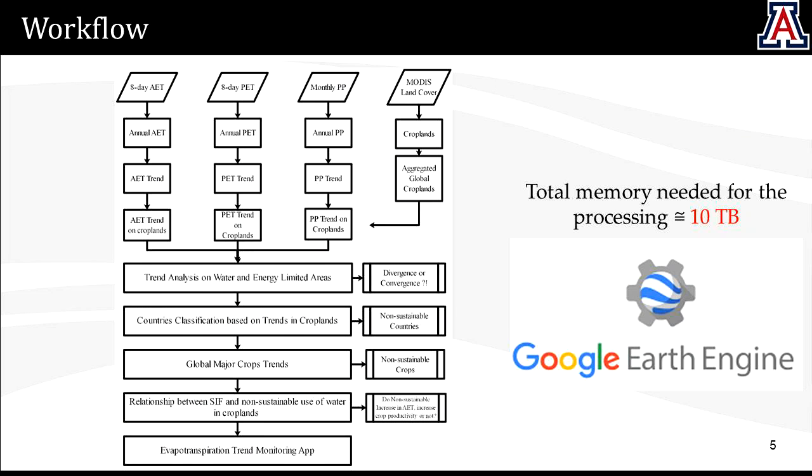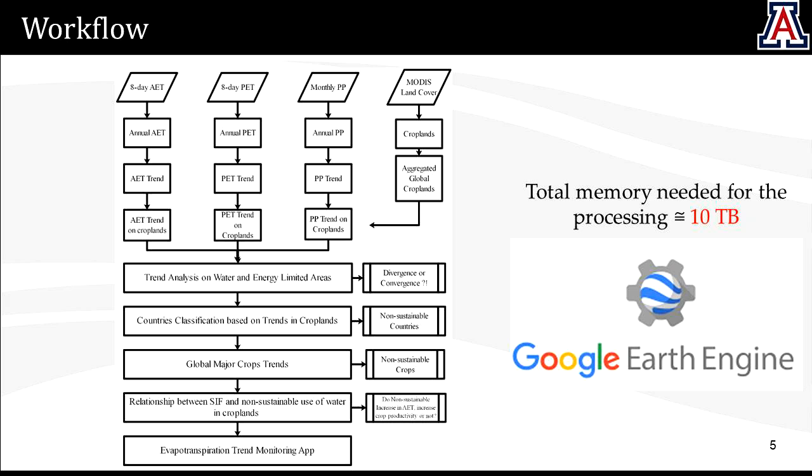The flowchart shows our workflow for this study. Here we start with 8-day AET and PET product along with monthly precipitation to calculate the annual trends for each variable. Using MODIS land cover, we also calculate the trends on croplands. Then we will use these trend values to answer our scientific questions that I mentioned earlier.